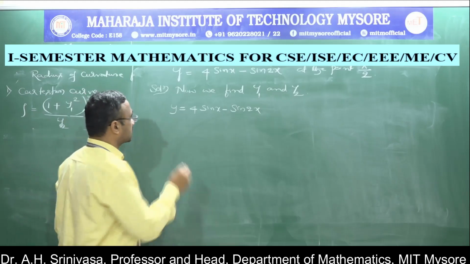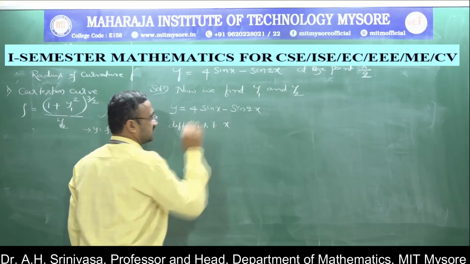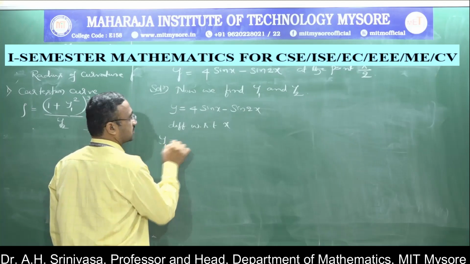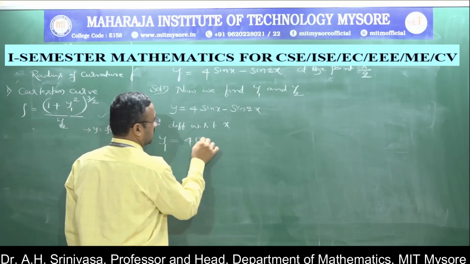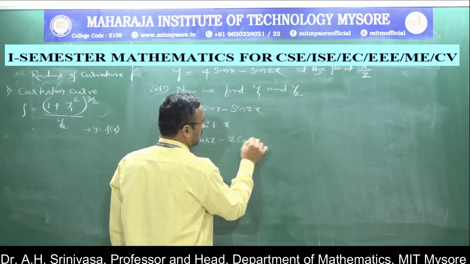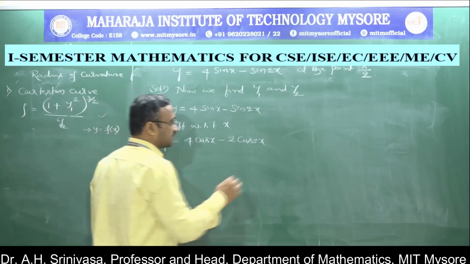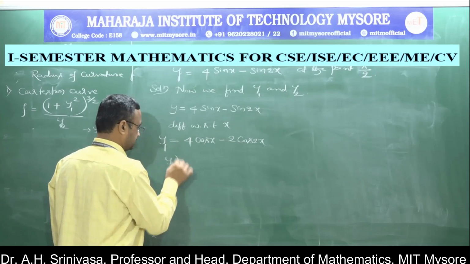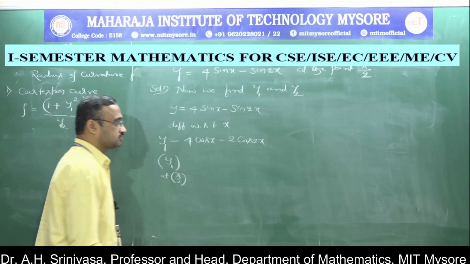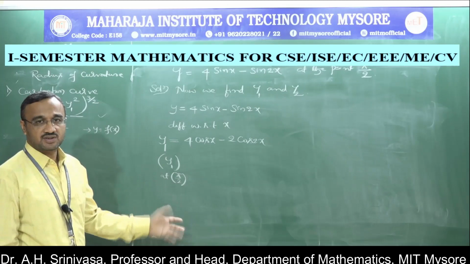Now differentiate this with respect to x. What do we get here? This becomes y1 equal to 4 times cos x minus 2 times cos 2x. Okay. So here we also find y1 at pi by 2. That means the value of x they have given us only.